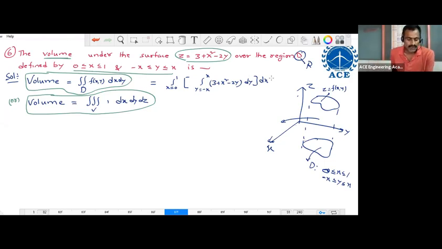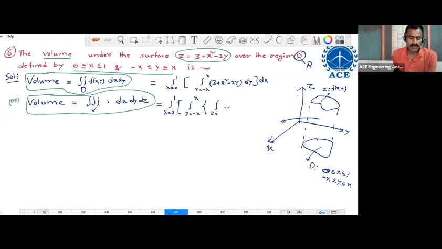Or if you want to find the volume by using triple integral, we require the triple integral limits. Already we know the x limits and y limits, which are given. Just we have to find the z limits only. This is equal to integral x equal to 0 to 1, inside this integral y equal to minus x to plus x, inside this integral z equal to, we require the z limits only.